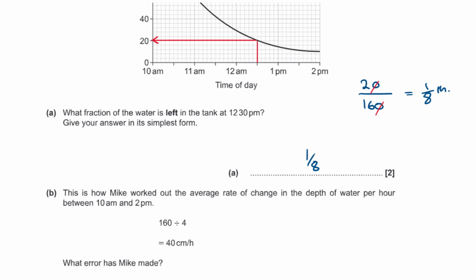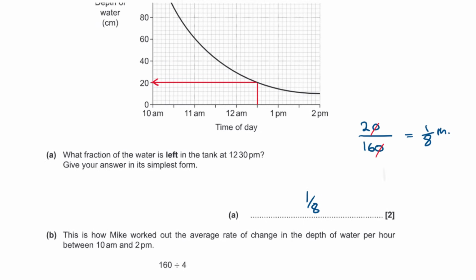Now this is how Mike worked out the average rate of change in the depth of the water per hour between 10 and 2. He's done 160, which is the capacity of the tank, divided by 4, the time between 10 a.m. and 2. What errors did he make?